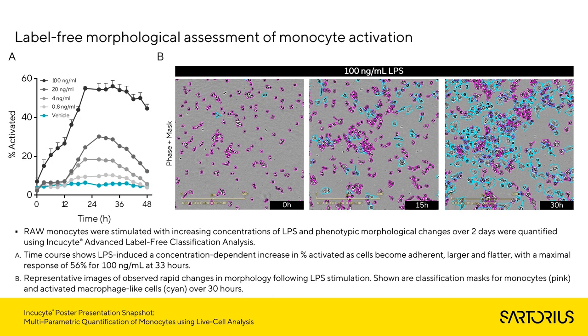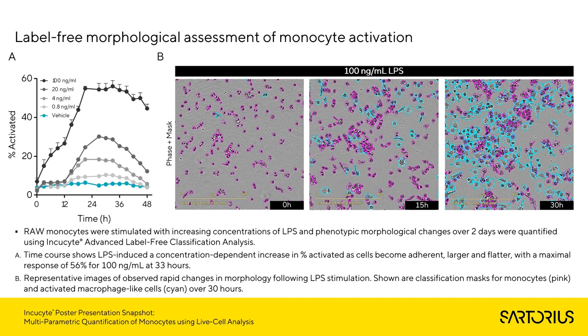Representative images are also shown of the observed rapid changes in morphology following LPS stimulation. Also shown is the classification mask for the monocytes in pink and the activated macrophage-like cells shown in blue over 30 hours.